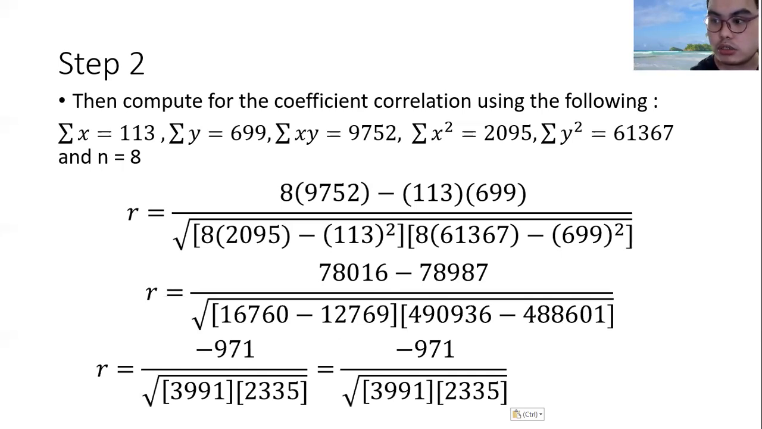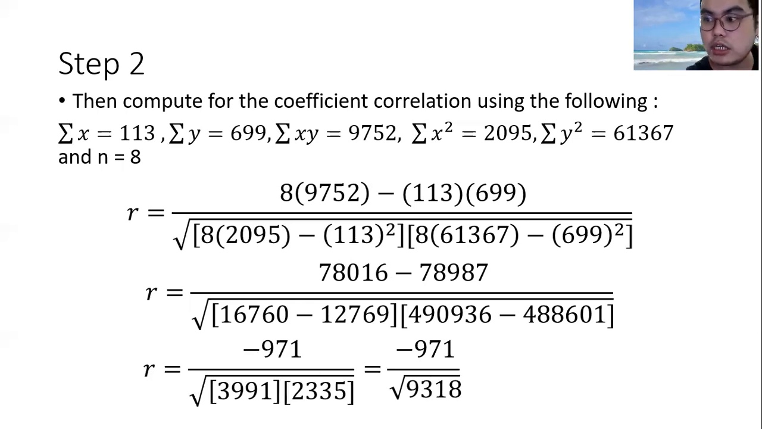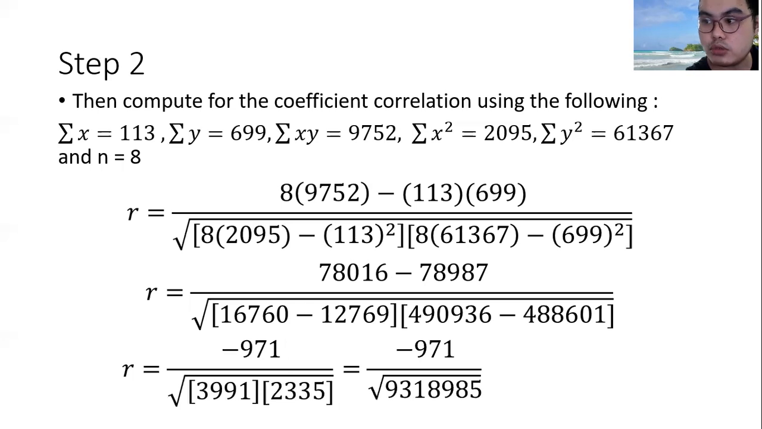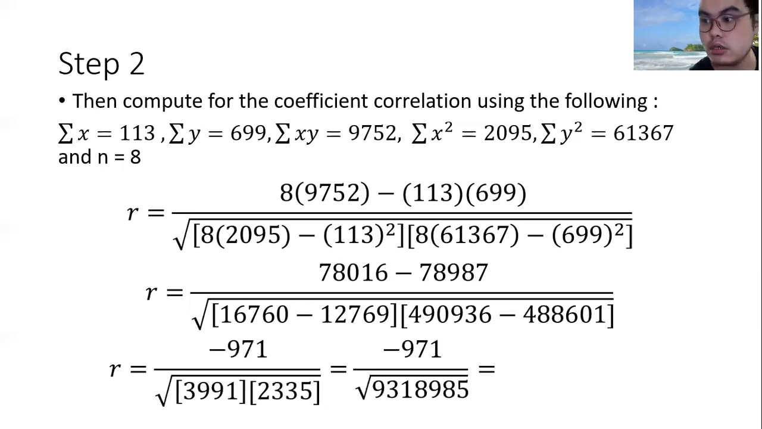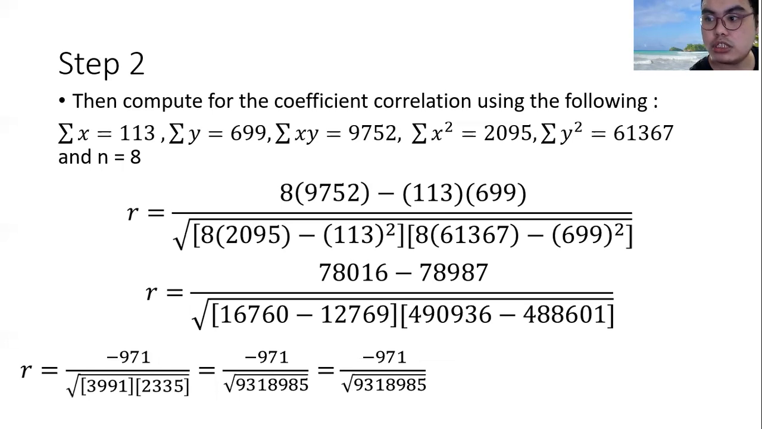Okay, so this will be 9,318,985. So we need to get the square root. Okay, so let's make it approximate talaga. Pasensya na, malikot si mouse.